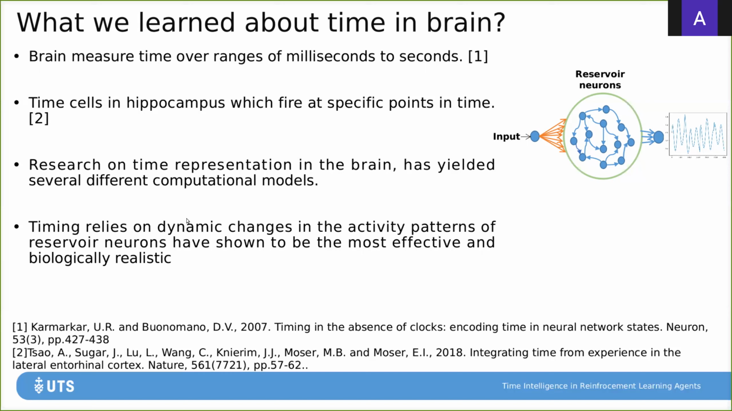reservoir neurons that you are seeing on the right-hand side of the screen. In this neural network, timing relies on the dynamic changes of the activities inside the reservoir of neurons. Given an input, the recurrent properties of these neurons enable it to remember the input even for a longer amount of time, and the activity produced will help us to measure the time. Inspired by this activity, we inherited this neural network to learn time representation in a reinforcement learning agent.